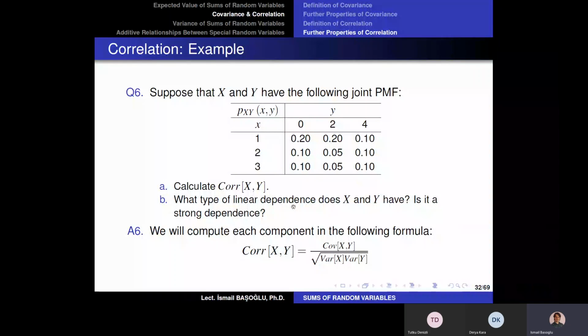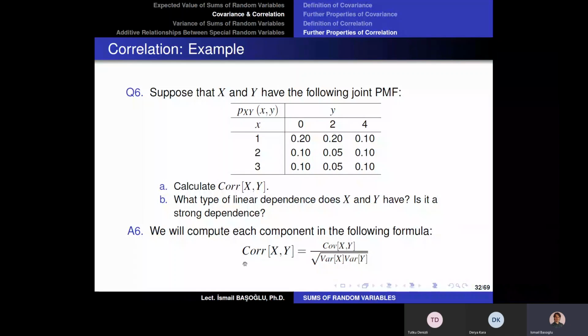would like to comment on the linear dependence between x and y, what type of dependence we have, and what is the strength of that dependence. Is it a positive dependence or negative dependence? We would like to see that. Now, the correlation between x and y.